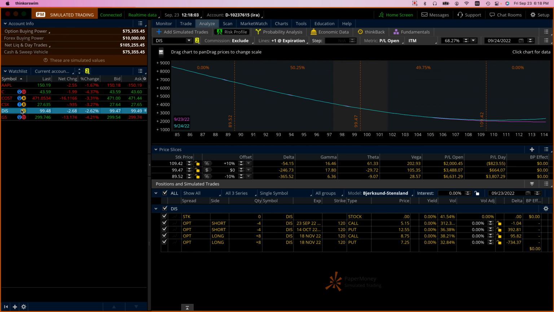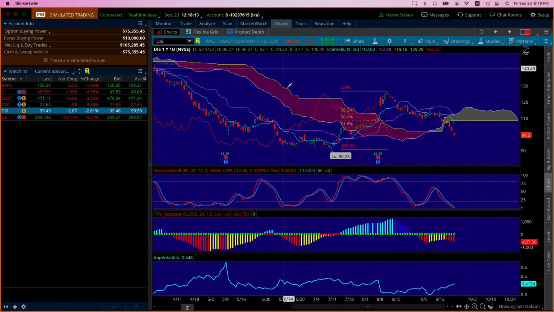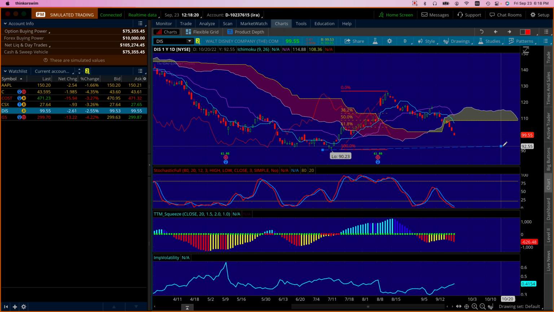CSX, let's go to Disney. Another one with very big delta, and we have our puts at 120, and the market is trading at 100. Take a look at the chart. It's the same situation. Looks like it's gonna go test the low here.